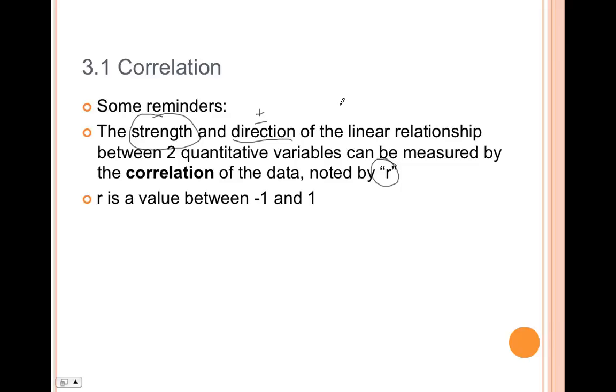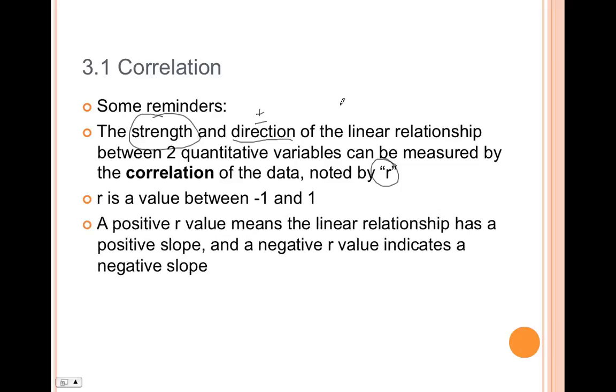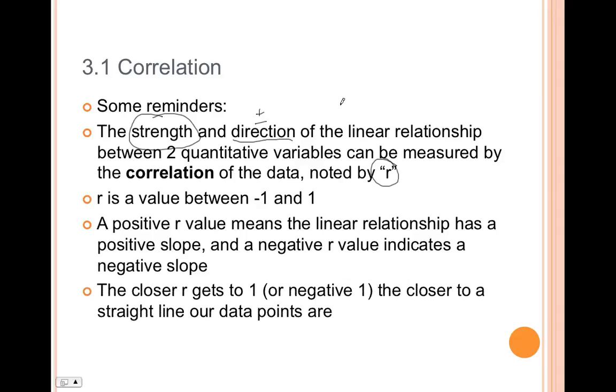And what would a correlation of 0 look like? It looks like a mess, a random scatter of points. It looks like a beehive that I kicked and the bees went and flew around everywhere, okay? As I said, a positive correlation means that the linear relationship has a positive slope, and a negative correlation indicates a negative slope. And the closer our correlation gets to 1 or -1, the closer to a straight line our points are on.